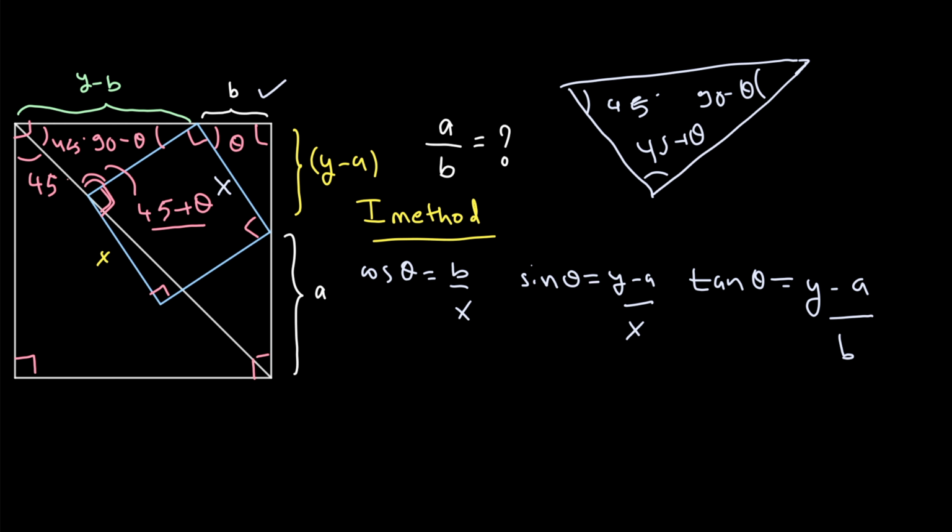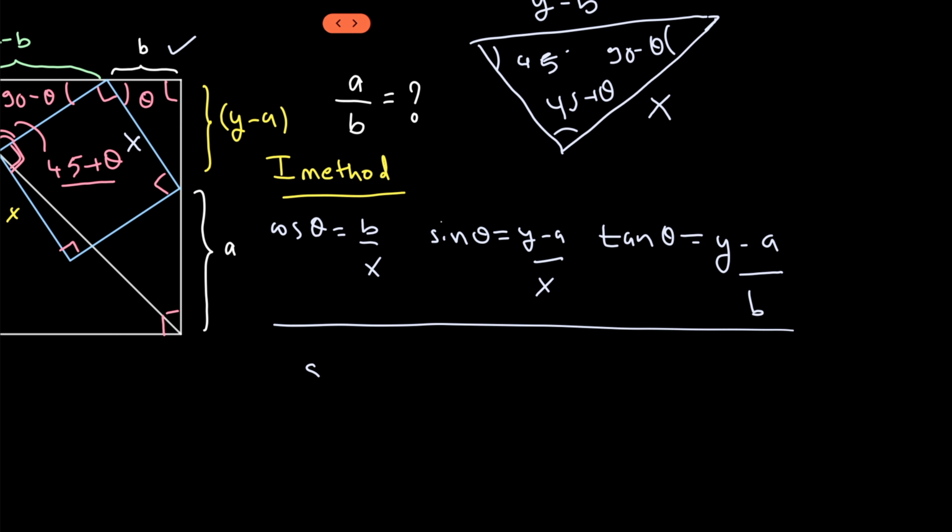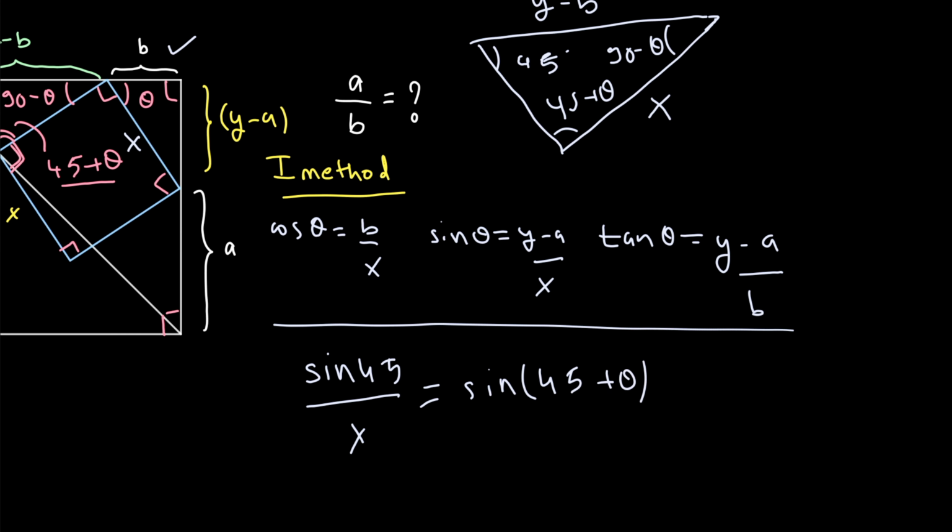Okay, now the value of this particular side we have got as y minus b, and the value of this particular side, that is the blue side, is ultimately the side length of the smaller square, hence it would have a value x. Now in this particular triangle, I will apply the sine rule. So as per the sine rule, sine of 45 degree upon its opposite side, that is x, this ratio would be equals to sine of 45 plus theta, the angle is over here, divided by its opposite side, that is y minus b.